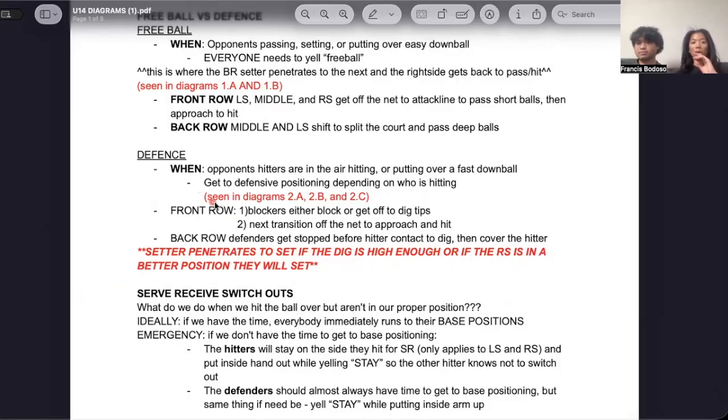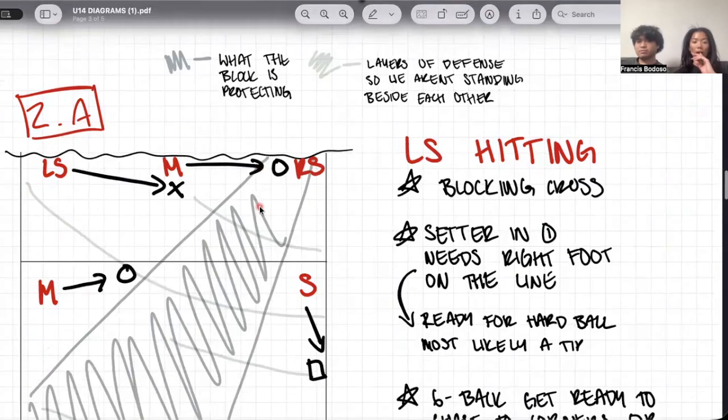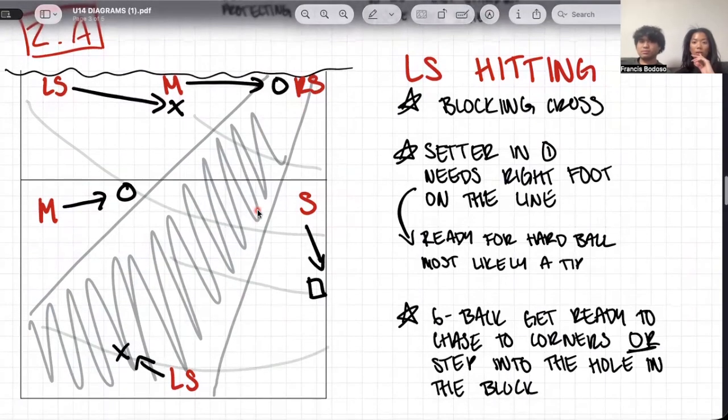Cool. So we're going to go over diagrams 2A, 2B, and 2C, which are down here. Can I make this smaller? No, that's okay.